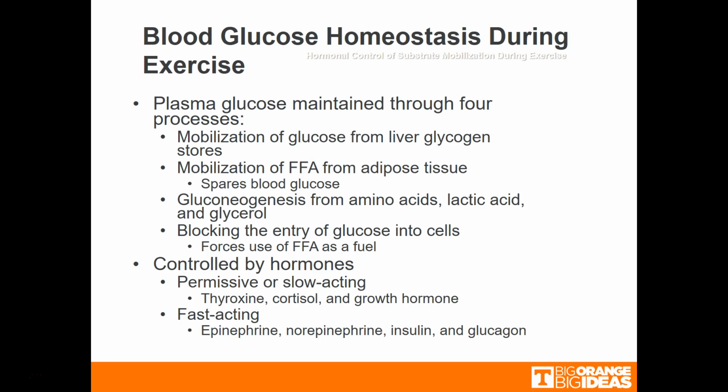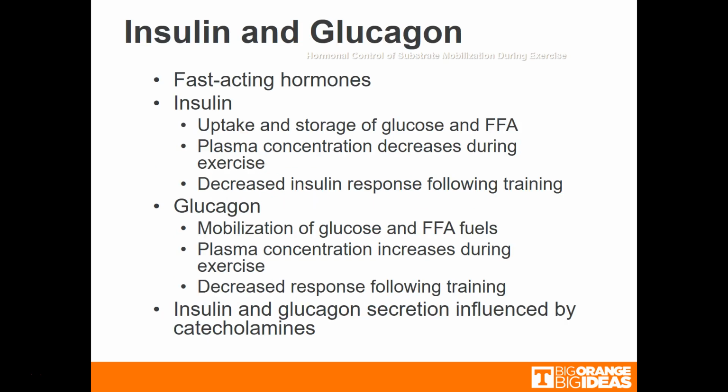So amino acids, lactic acid, glycerol, responsible for that. You'll see blocking the entry of glucose into cells, and that's going to force the muscles to use free fatty acids as a primary fuel. And so all of these factors are controlled by hormones. Some are more slow acting and some are more fast acting. Cortisol and growth hormone are going to be the more slow acting hormone activities. Fast acting: epinephrine, norepinephrine, and I'm going to talk about insulin and glucagon in the next few slides.